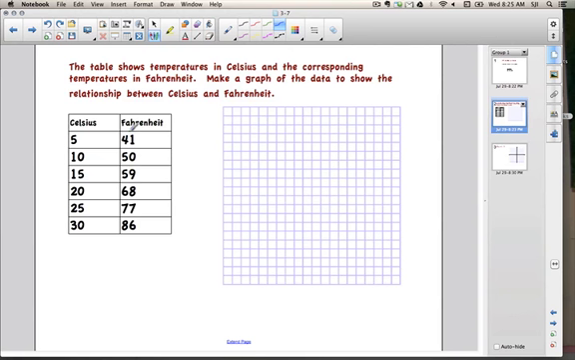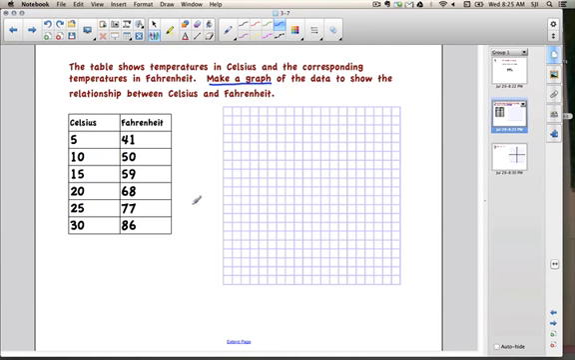Here's our first question. It says the table shows temperatures in Celsius and the corresponding temperatures in Fahrenheit. Make a graph of the data to show the relationship between Celsius and Fahrenheit. So the thing that we have to do here is we have to make a graph.